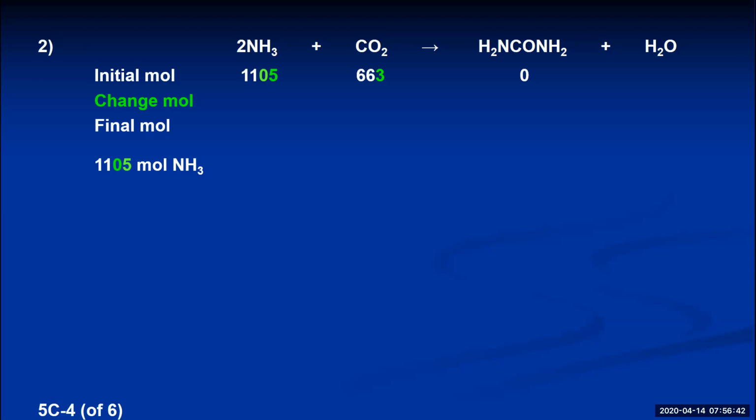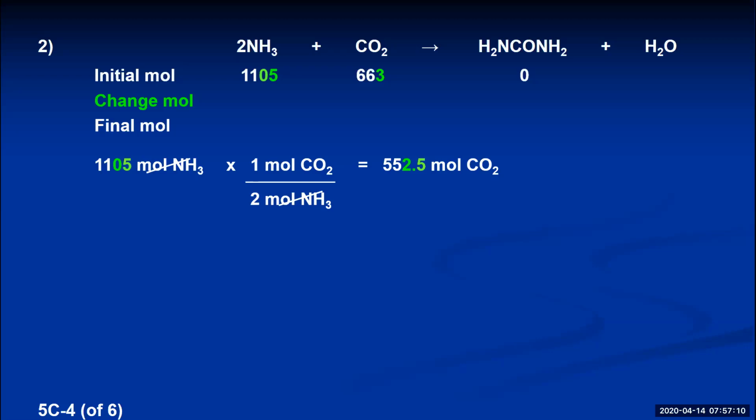Then with the coefficients in the balanced equation giving us the mole ratio of 2 moles of ammonia to 1 mole of carbon dioxide, I can multiply by that mole ratio to make the moles of ammonia cancel out, and I will calculate how much carbon dioxide will react with it, and it comes out 552.5, which is less than the 663. So that means if all the ammonia reacts away, I'm going to use a smaller amount of carbon dioxide than is present, so there'll be some left over.